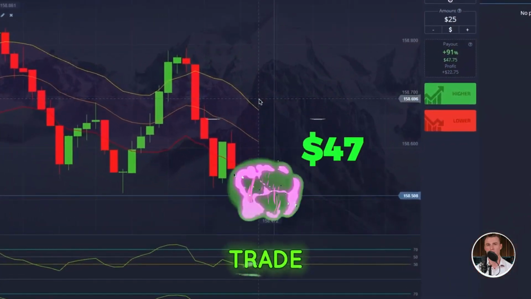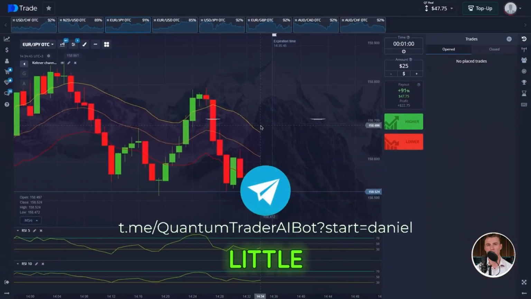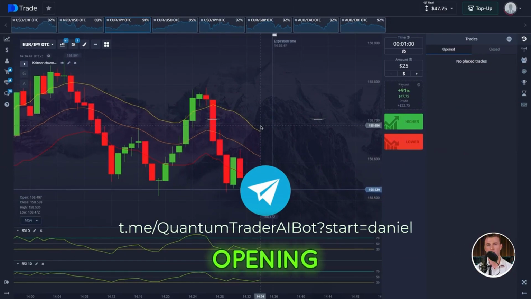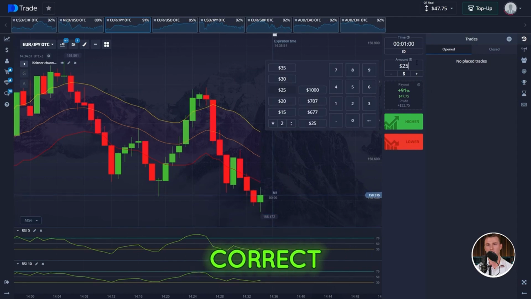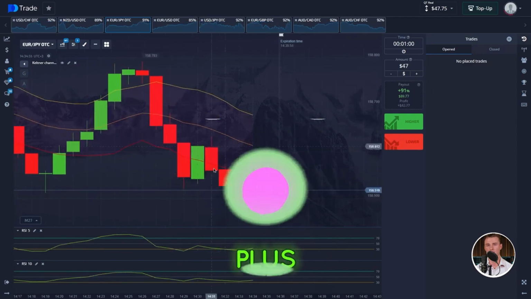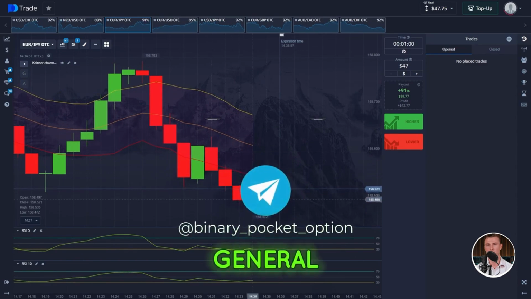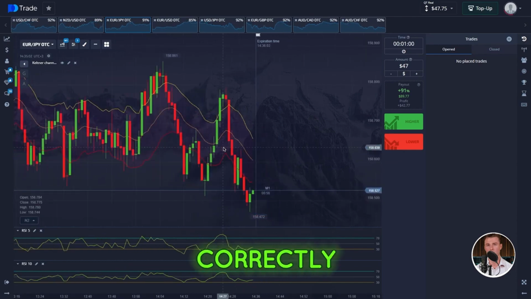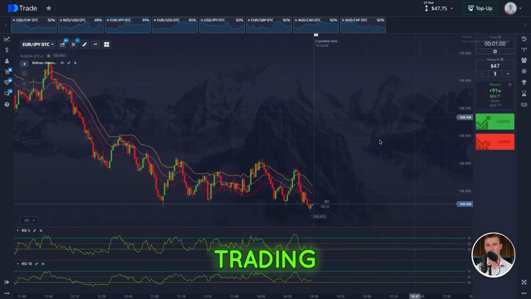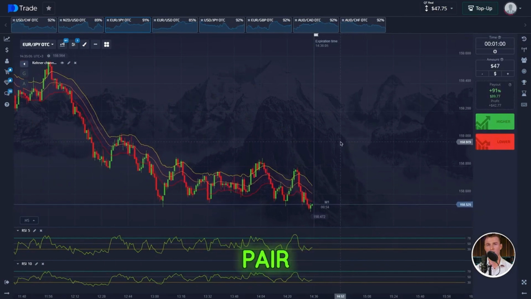And our first trade is closing at a plus. We were a little lucky here because the opening time was not very favorable, but in general, the signal was absolutely correct. If we had opened the deal a little later, it would have calmly closed at a plus. In general, it has now closed. The rollback has ended. The deal was opened correctly. Let's continue our trading and select the next currency pair.